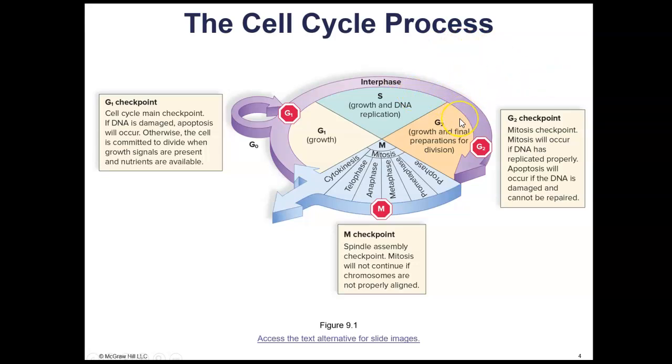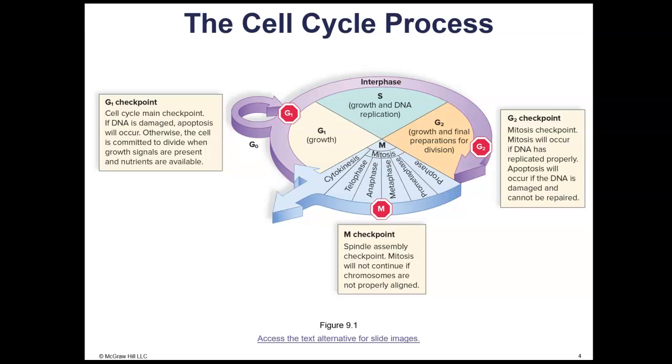After the S stage, the cell will enter G2, which is a second growth stage. And during this stage, the cell is going to produce the proteins needed for cell division, like spindle fibers, which are microtubules. There is a checkpoint called the G2 checkpoint, and this is the checkpoint for mitosis. If the cell passes this checkpoint, it will enter mitosis. So mitosis will occur if DNA has replicated properly. Apoptosis will occur if the DNA is damaged and cannot be repaired.